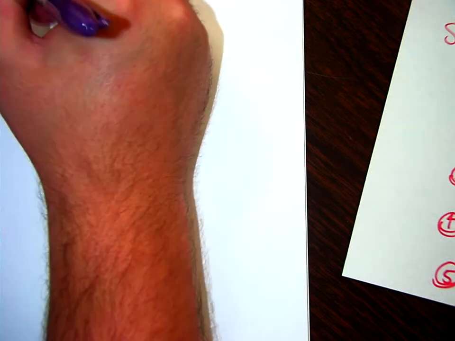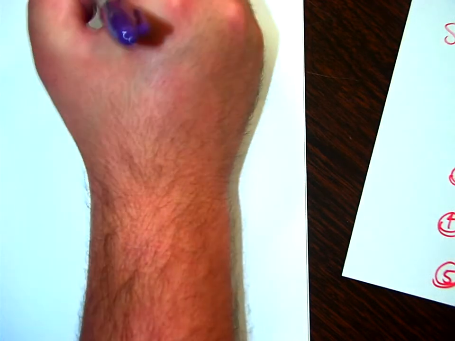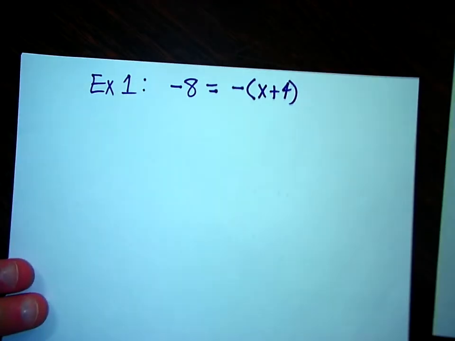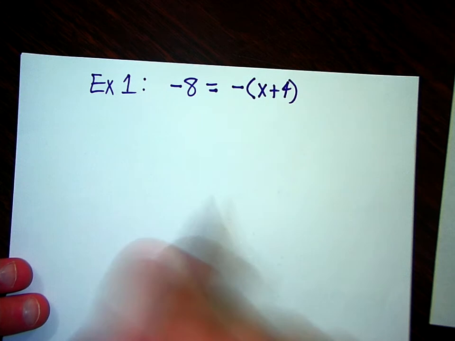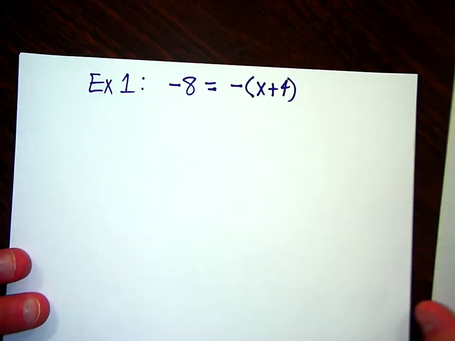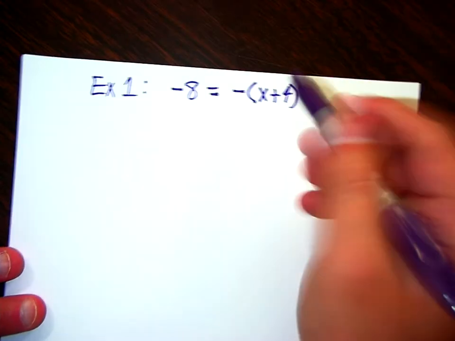Example number 1. Negative 8 equals negative parentheses x plus 4. All right, so here's example number 1. Now remember, we've talked about this. This is the black hole for distribution. Okay, we have to get rid of parentheses because that's step number 1 on our steps. Get rid of the parentheses. Okay, but we need to make sure we get rid of them correctly.